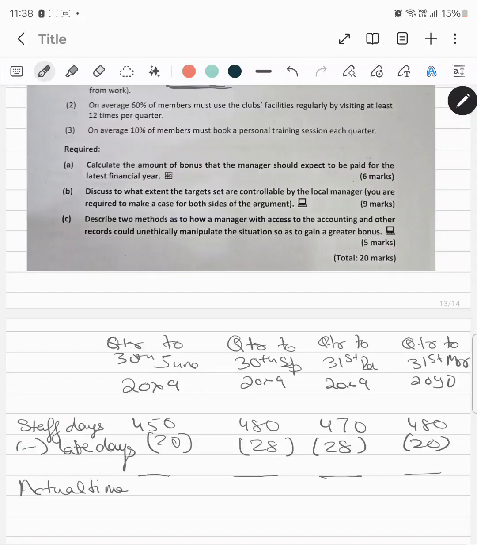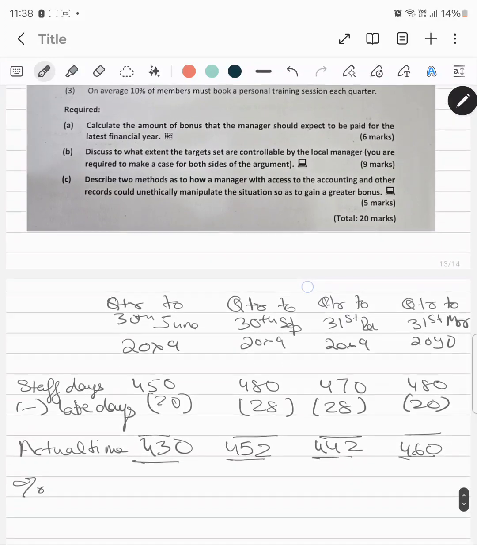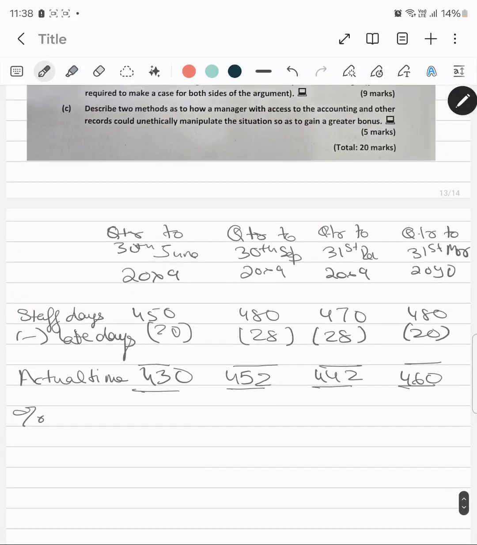So 450 minus 20, it's 430. 480 minus 28 is 452. 470 minus 28 is 442. And 480 minus 20 is 460. Now we'll calculate the percentage. What do we need to calculate? The percentage of days on time, or you can say percentage of target achieved.